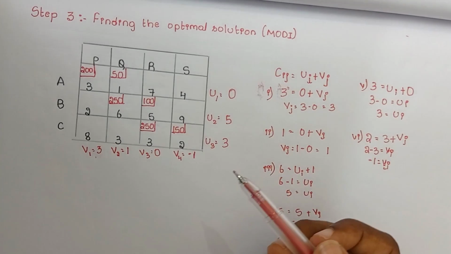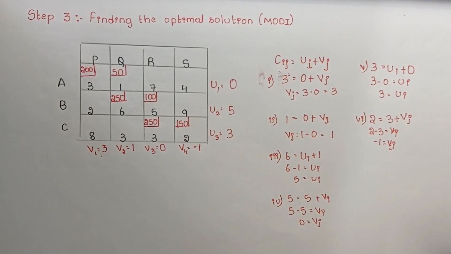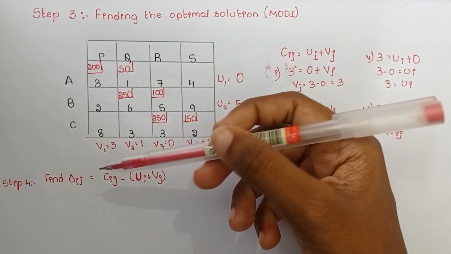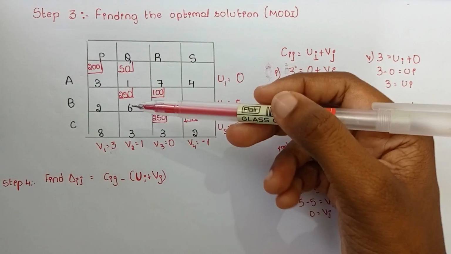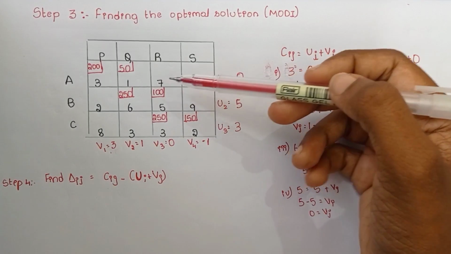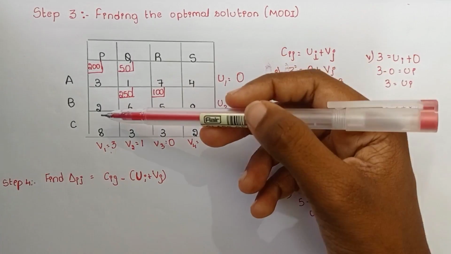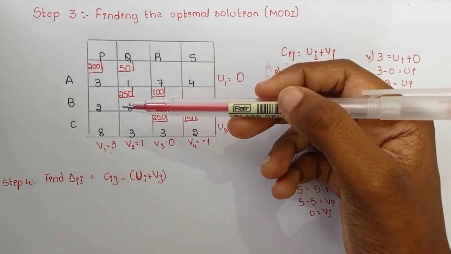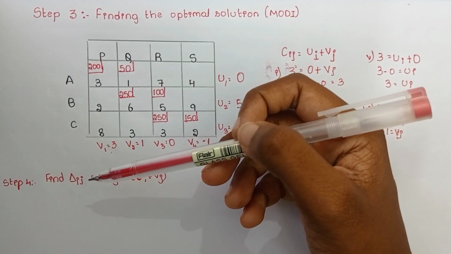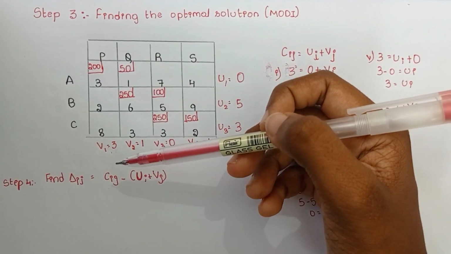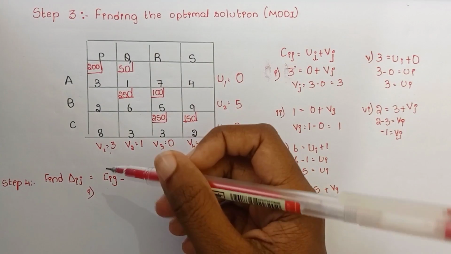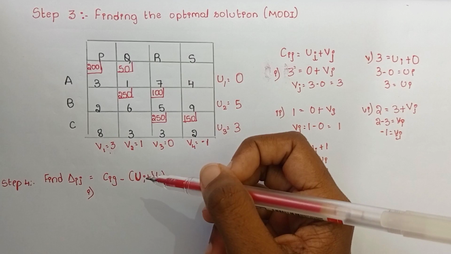The next thing which we have to do is identify the delta Ij for the unoccupied cells. The unoccupied cells in this matrix are 7, 4, 2, 9, 8, 3. So these are the unoccupied cells. For these unoccupied cells, we find the delta Ij by using this formula: Cij minus (Ui plus Vj). So let's start computing.